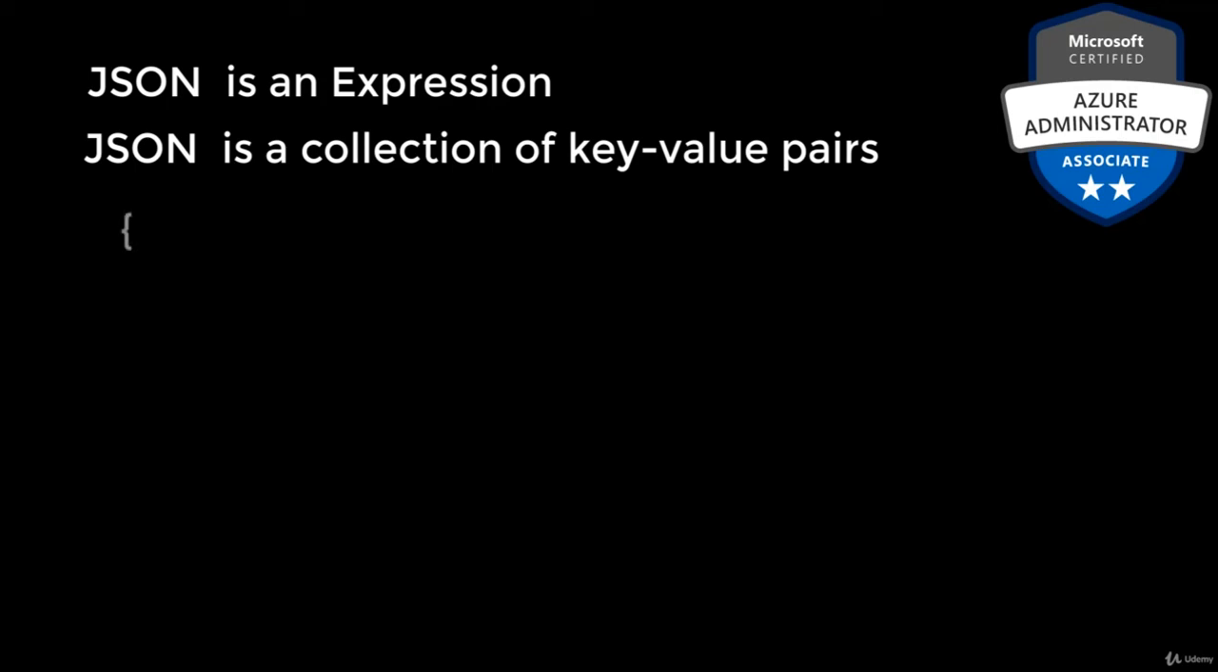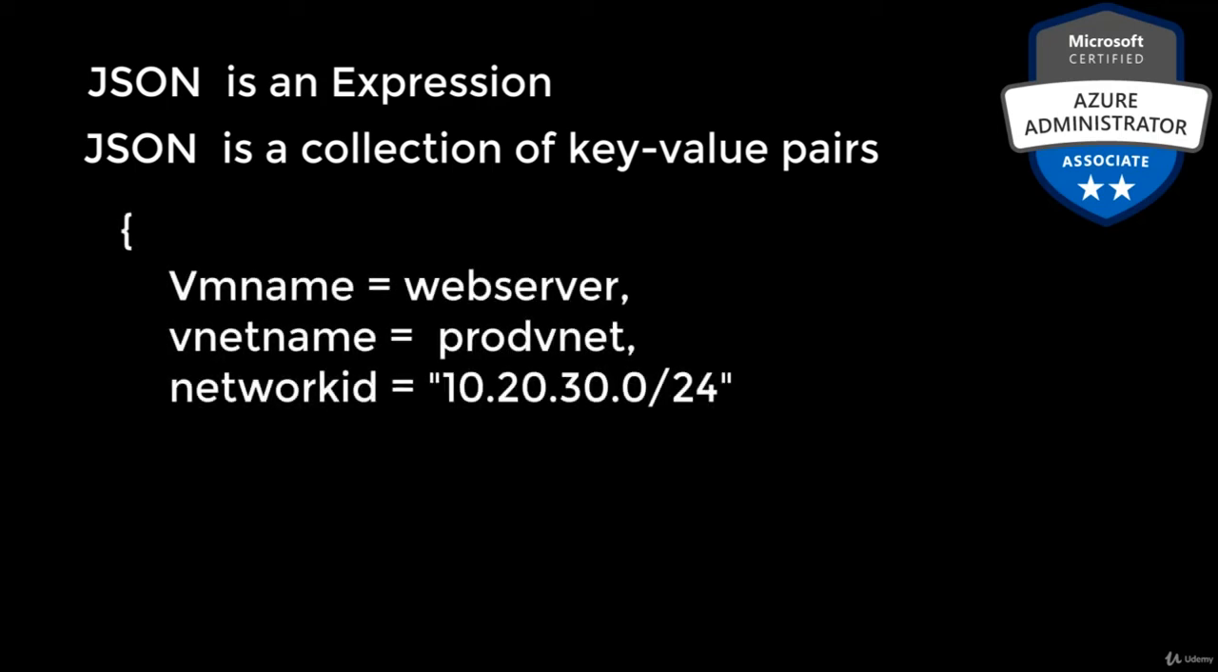A key value pair may look like this. A virtual machine name is a web server. A virtual network name is prod vnet. A network ID is 10.20.30.0/24. So that's how key value pairs look like.